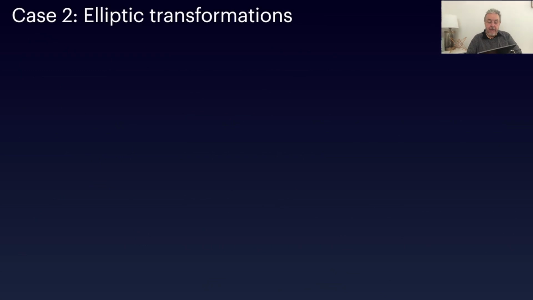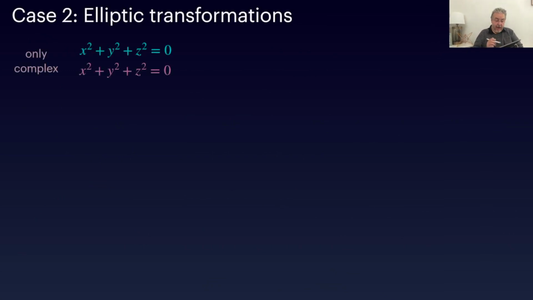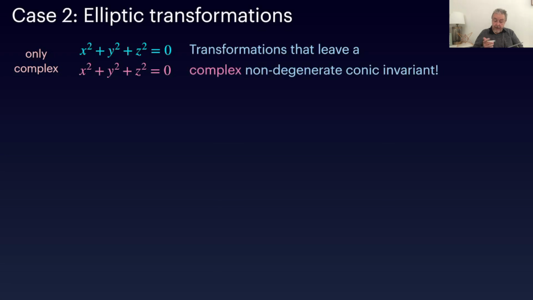Second example, elliptic transformations. This time we are in the situation where our conic has only complex solutions. So the primal and the dual conic is of this form here, x squared plus y squared plus z squared equals 0. And we know this has only complex solutions, and both the distance and the angle measurement will be elliptic. And this time we ask for those transformations that leave a complex, non-degenerate conic invariant.